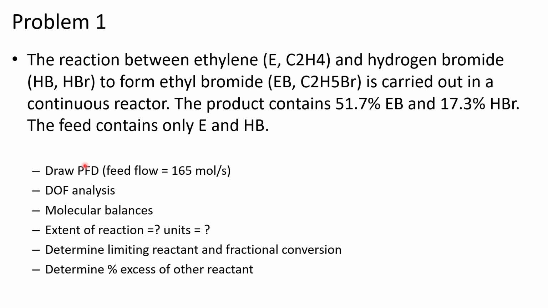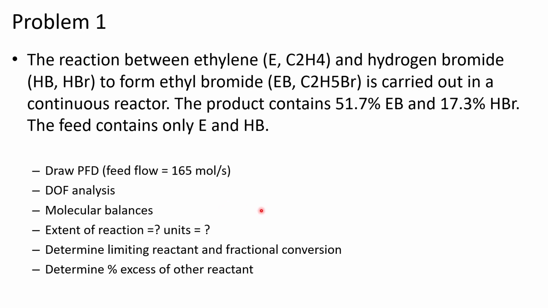To answer these questions, we're going to start by writing the chemical reaction and balancing it, and then drawing a process flow diagram, assuming a feed flow rate of 165 moles per second. Next, we'll do a degree of freedom analysis for our process flow diagram. We'll find the problem solvable. Next, we're going to write molecular balances, the mass balances that allow us to solve for the unknown compositions and flows. And then, in the course of this, we're going to determine the extent of reaction and answer the question, what are the units of it? Something that we have not spent a lot of time on thus far.